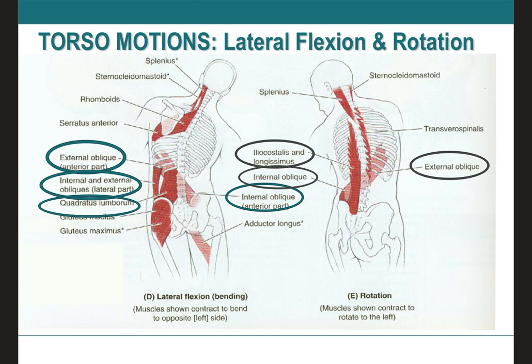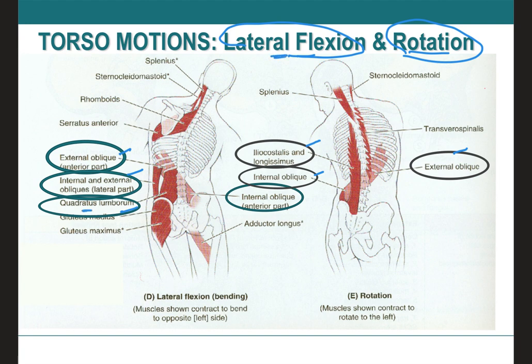With regards to lateral flexion and rotation, lateral flexion is going to occur due to contraction of the obliques and the quadratus lumborum, and rotation will be done by contraction of the iliocostalis, the longissimus, in addition to internal and external obliques. If we want to summarize, your obliques will help with lateral flexion and rotation, both the internal and external obliques.